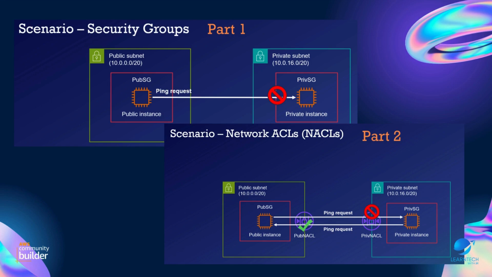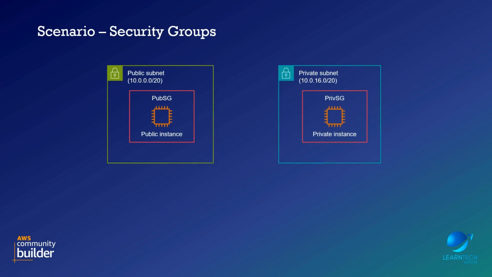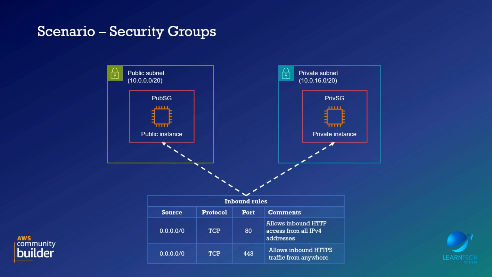Now let's dive into the AWS Management Console to see how these firewalls work in practice. Before we jump into the console, let's first discuss the scenario for the stateful firewall. In AWS, a security group is a type of stateful firewall. In our initial setup, we have two EC2 instances launched in different subnets, and each is associated with a security group. Those security groups have the same inbound rules: port 80 and port 443.